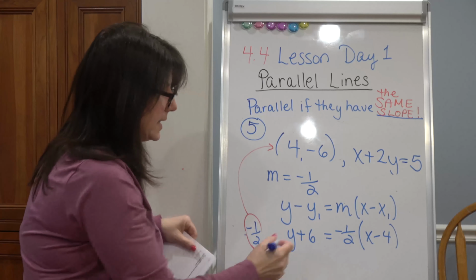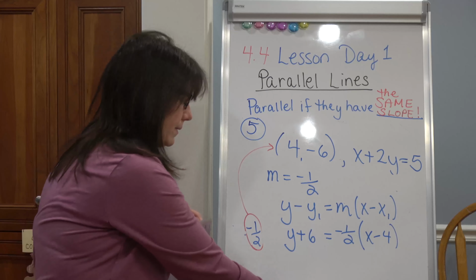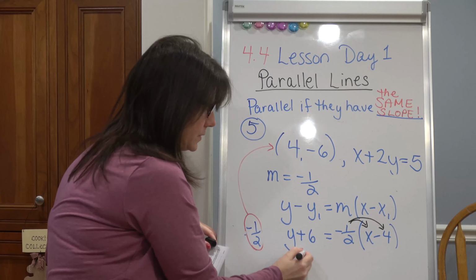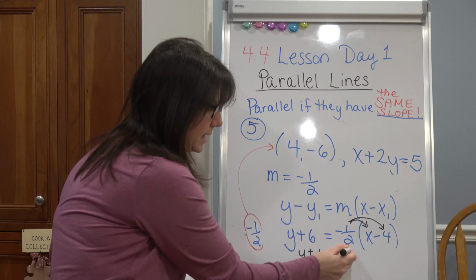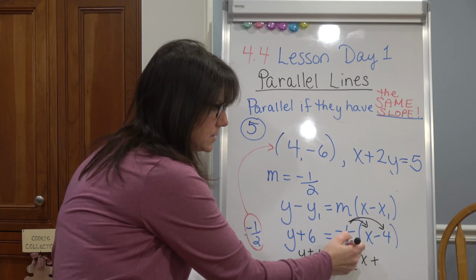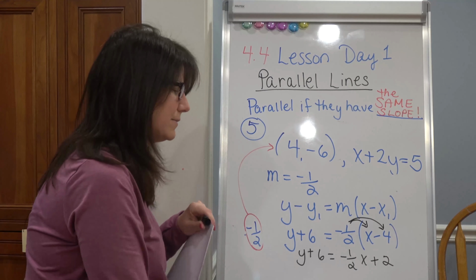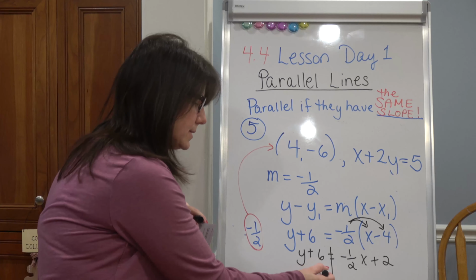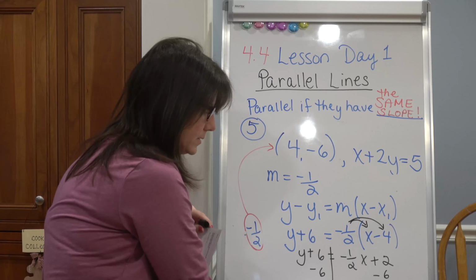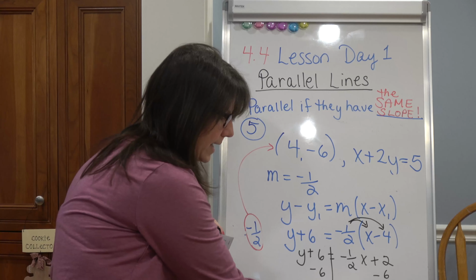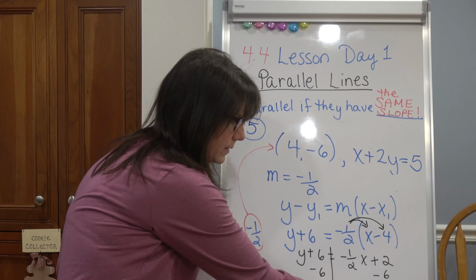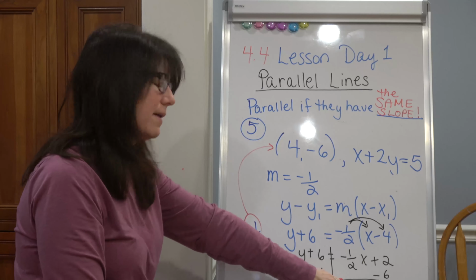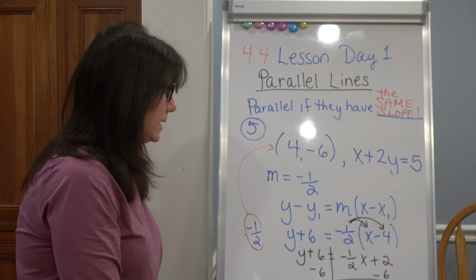And then what we're going to do is take that equation and distribute it. I'm just going to switch colors here. Distribute that. So we have y plus 6 equals -1/2 x plus 2. Negative times a negative is a positive. Half of 4 is 2. And now we just need to bring this plus 6 over to the other side. So we get y equals -1/2 x minus 4. Again, y equals -1/2 x minus 4 would be the answer.